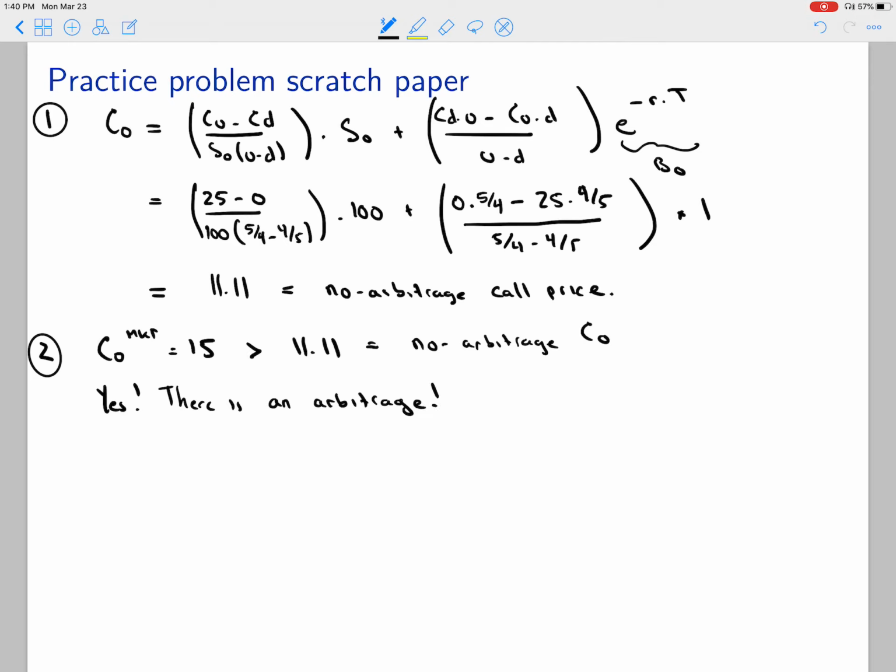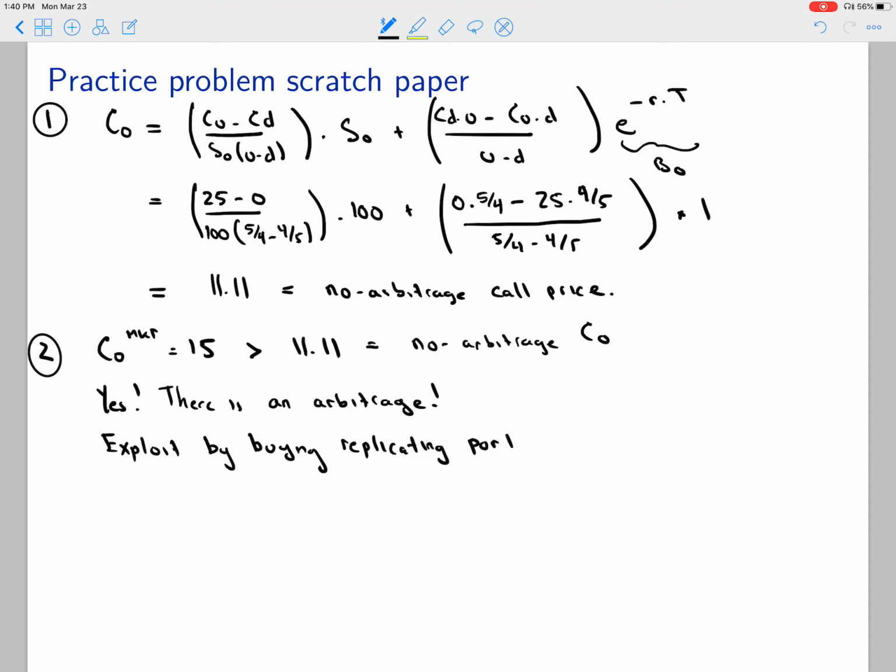Okay. How do we exploit it? We exploit it by buying low, selling high. We exploit by buying low. Buying low is equivalent to buying the call option. It's cheap relative to the market. Buying the replicating portfolio.